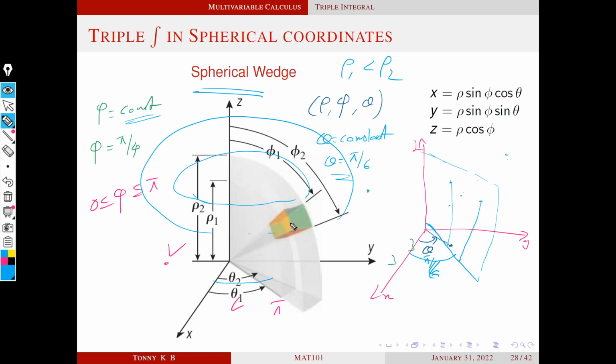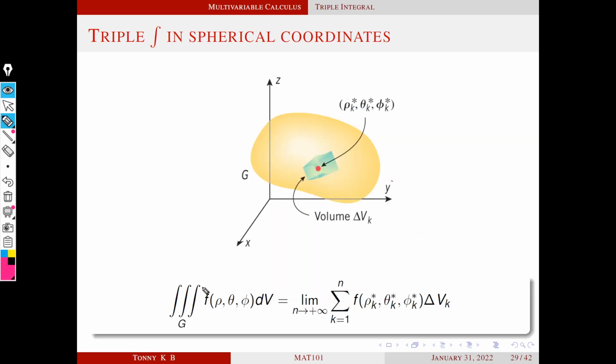So next, what is our procedure of triple integration? Suppose we have to integrate a function in terms of rho, theta, and phi over a solid G. Then, similar to our previous cases, that means in the Cartesian system and cylindrical system, we divide this region into small spherical wedges. Then we take the sum and take the limit. That is the procedure. Then to compute this integral, we have to identify the volume delta Vk, which is the volume of the kth spherical wedge.